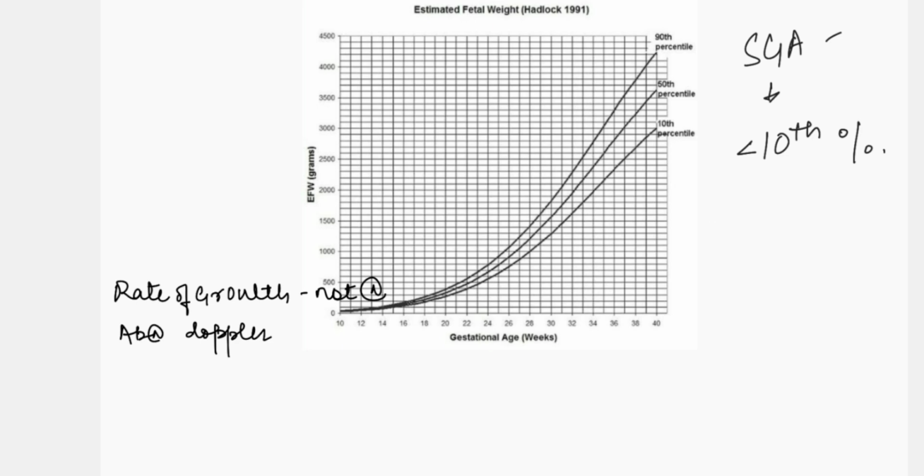Now what is severe SGA? If the fetal weight is less than the 3rd percentile. So let's say somewhere around here is the 3rd centile and the fetal weight is here, then we call it severe SGA.